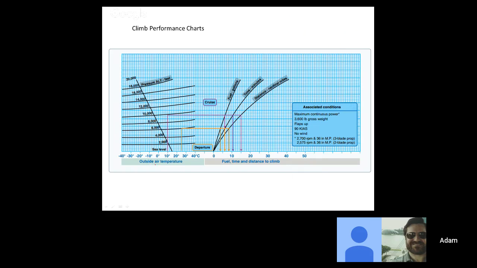So this one works exactly like the last one. Given a certain set of conditions, you take your outside air temperature and you climb all the way up to your pressure altitude.